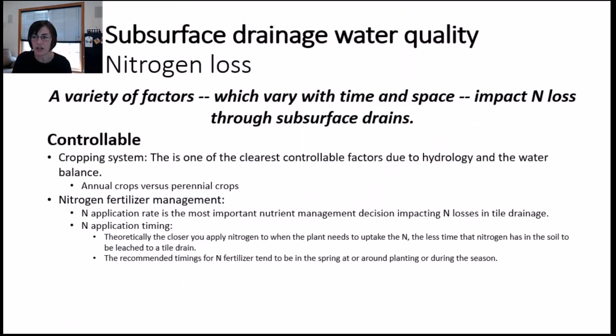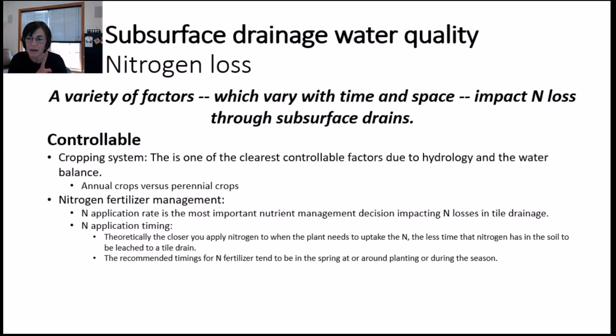In terms of application timing of nitrogen, theoretically, the closer you apply nitrogen to when the plant needs to uptake the nitrogen, the less time that nitrogen will have to be lost to the subsurface drains. This means that the recommended timings for nitrogen fertilizer tend to be in the spring, at or around planting, or even later during the growing season, like as a side dress application.